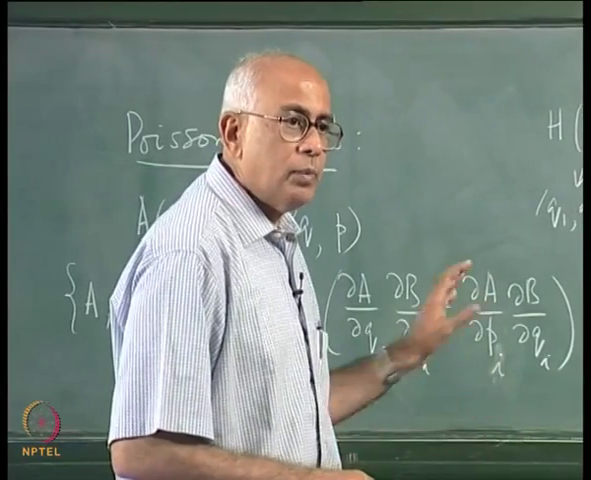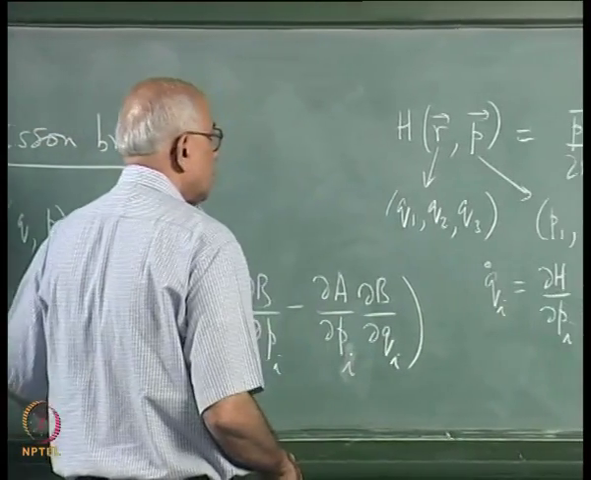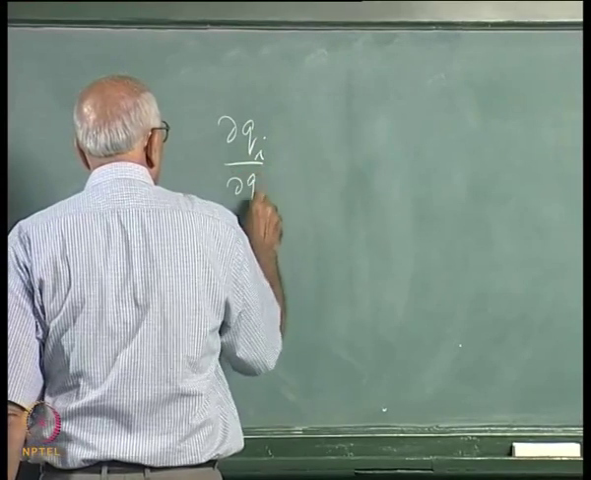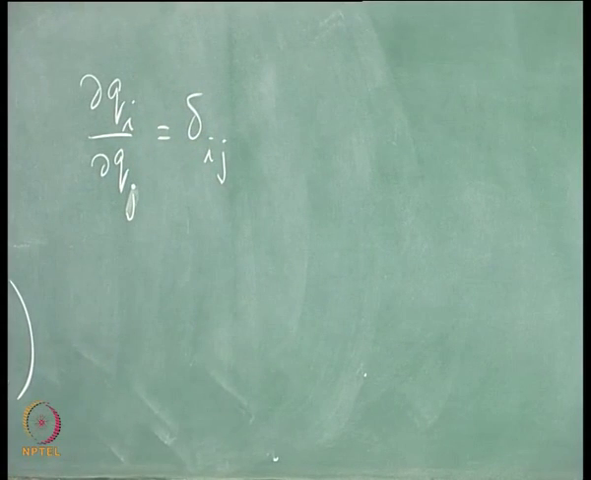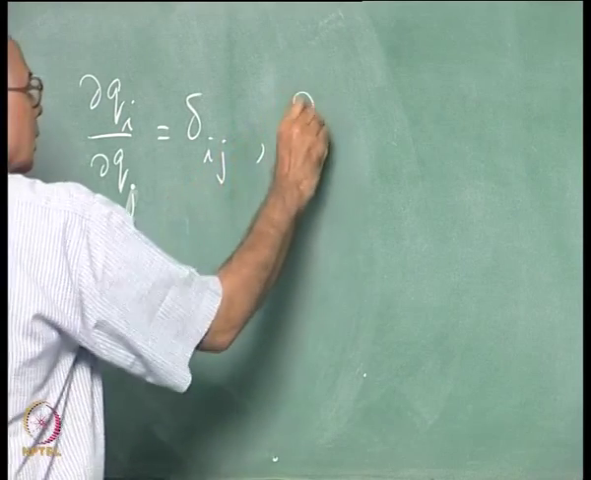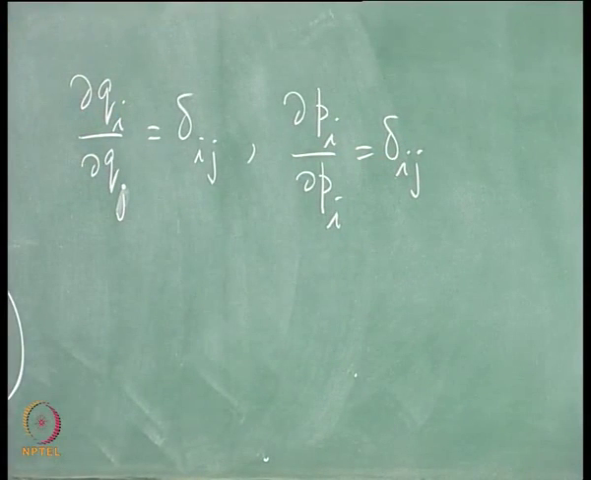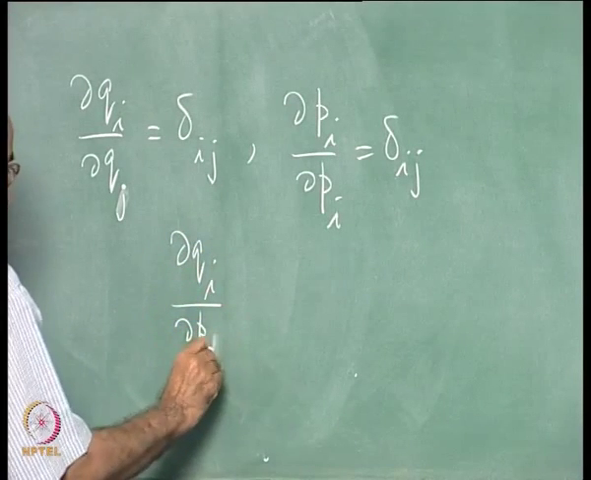By assumption, the q's are independent of each other and the p's are independent of each other. If these are independent dynamical variables, it follows that delta qi over delta qj is 0 unless i equals j, in which case it is equal to 1. Therefore, this is the Kronecker delta. Similarly, delta pi over delta pj is delta ij, because the p's are independent of each other. And the q's and p's are independent dynamical variables, so delta qi over delta pj is always equal to 0.